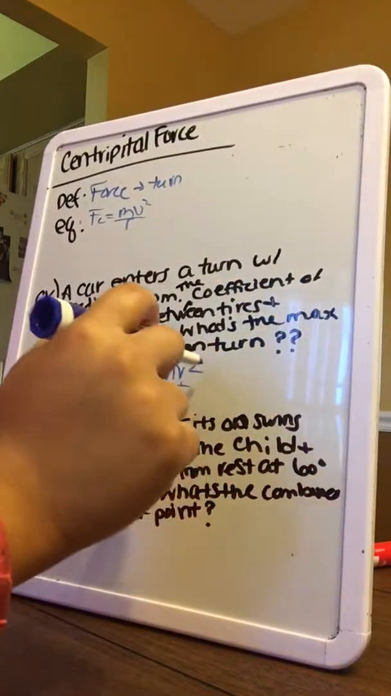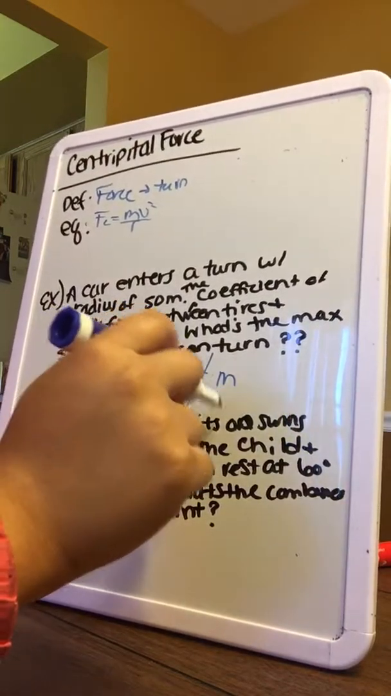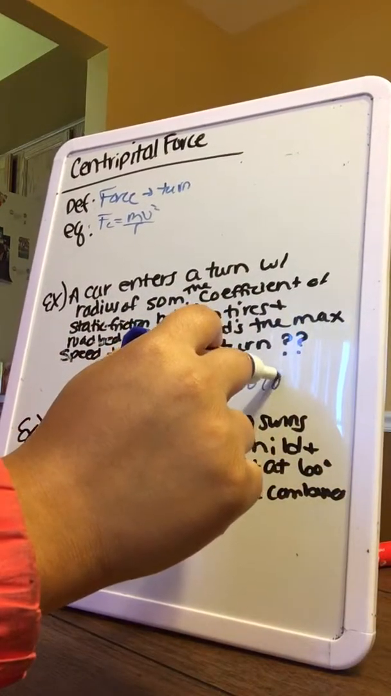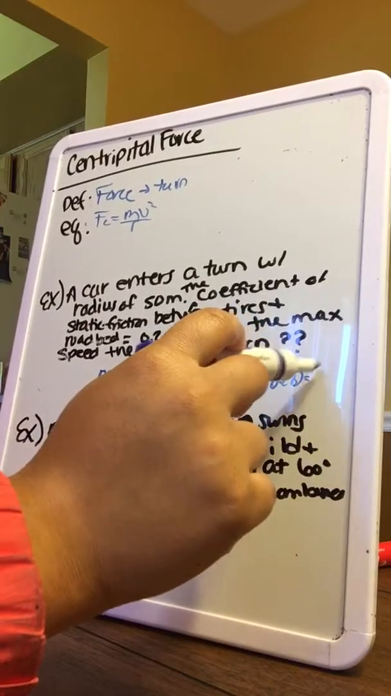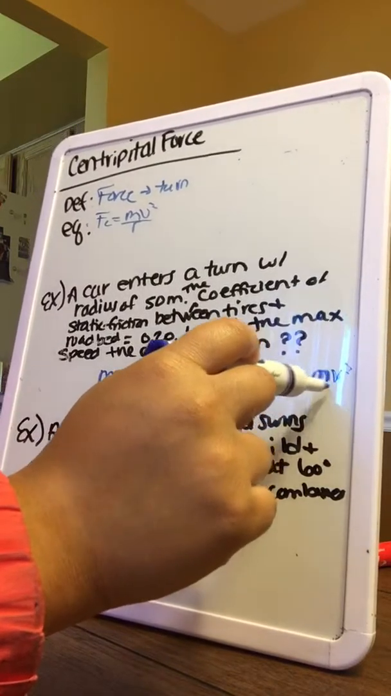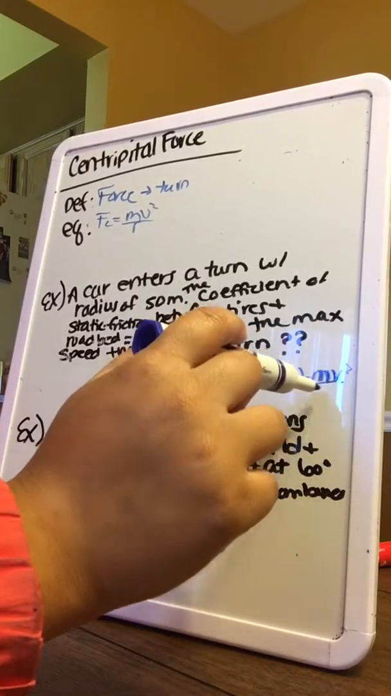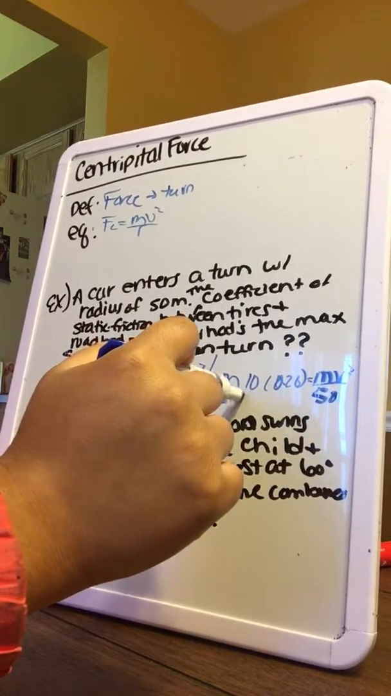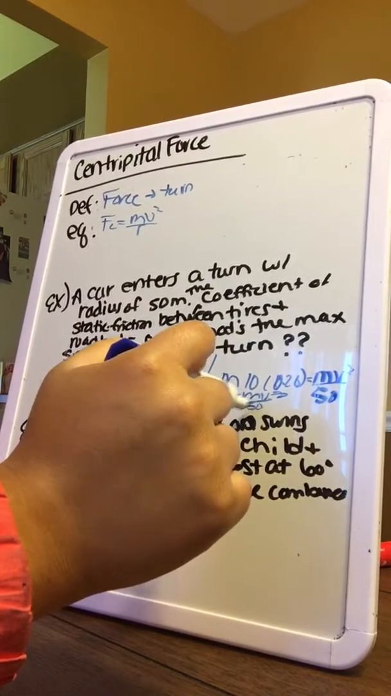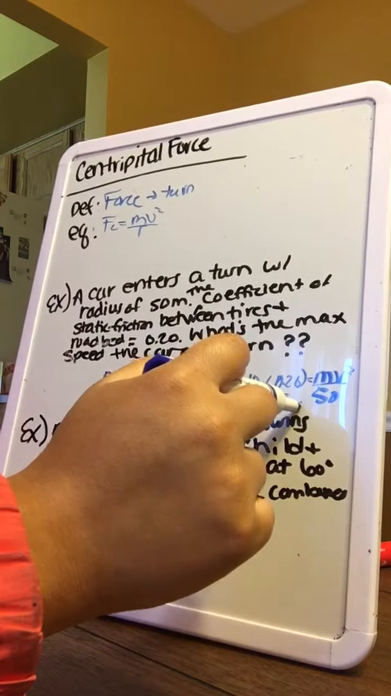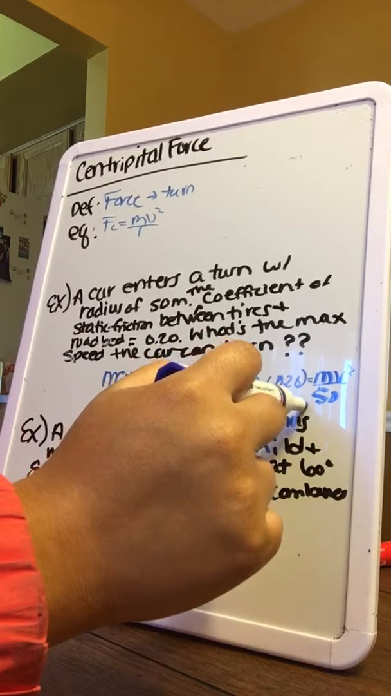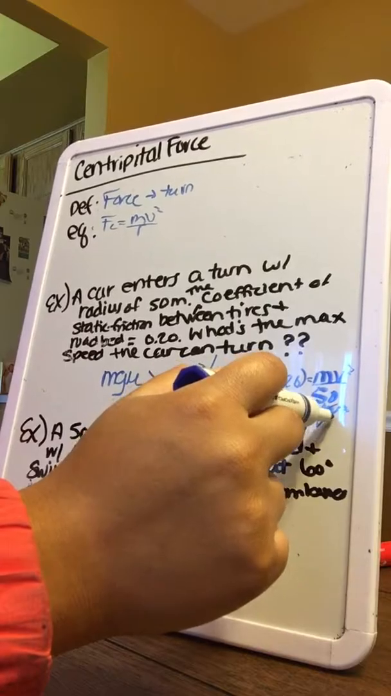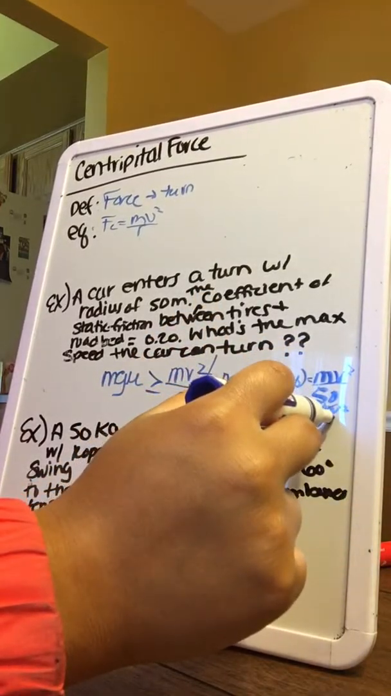We don't know the mass yet. We know that the acceleration of gravity is 10, and we know the coefficient of static friction is 0.2. We don't know the mass, we are looking for the velocity. And the radius is equal to 50. So we have 2 equals mv squared over 50. So then we have 100 equals 2m. 100m equals mv squared. We'll cross out the m. So v is equal to 10.